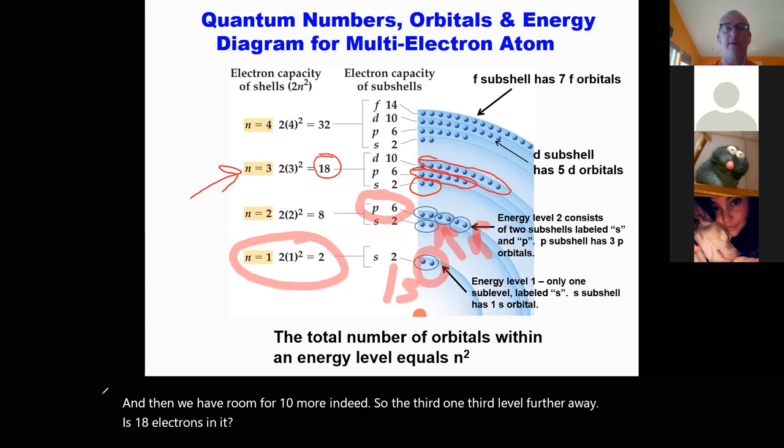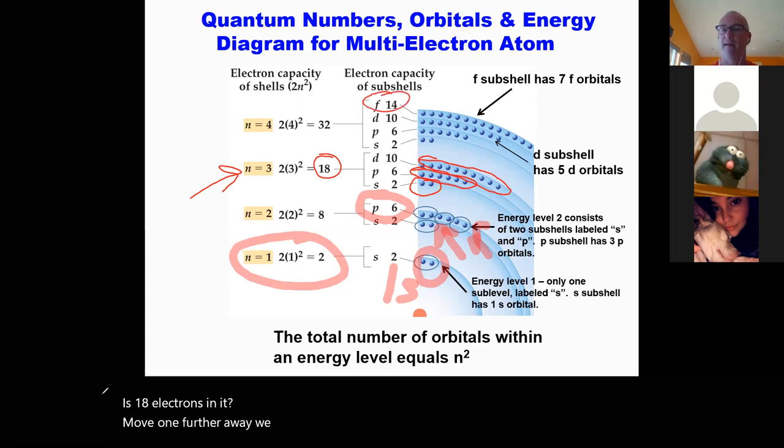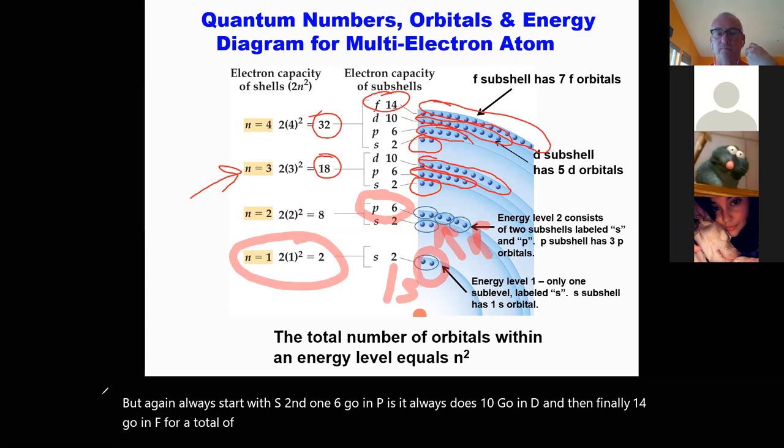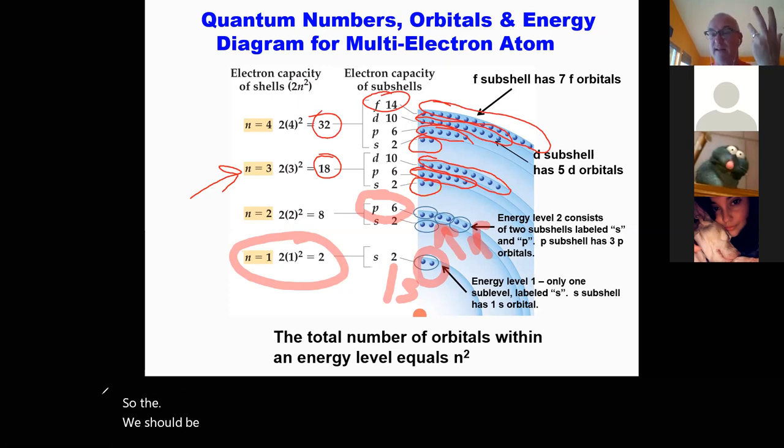Move one further away, we finally introduce F. But again, always start with S. Second one, six go in P as it always does. 10 go in D, and then finally 14 go in F for a total of 32. So we should be able to figure out fairly quickly how many electrons can go in each shell.